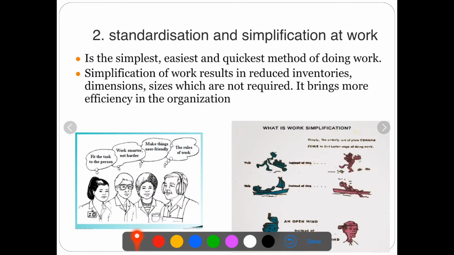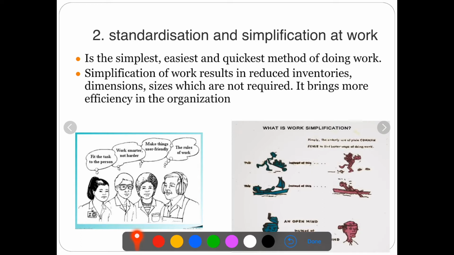Well, simplification at work means the simplest, easiest, and quickest method of doing work. Simplification of work results in reducing inventories, dimensions, and sizes which are not required. It brings more efficiency in the organization. So, simplification means doing the work in the simplest, easiest, and quickest method.